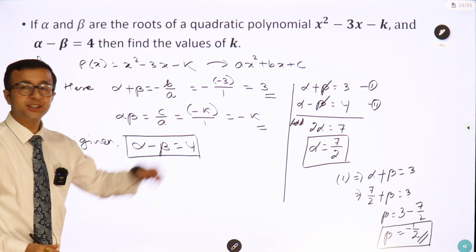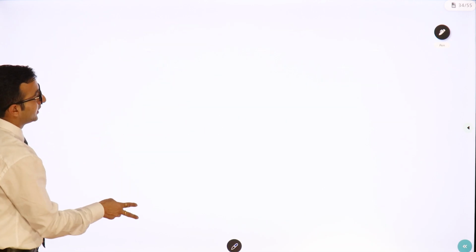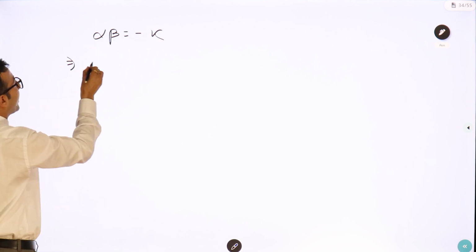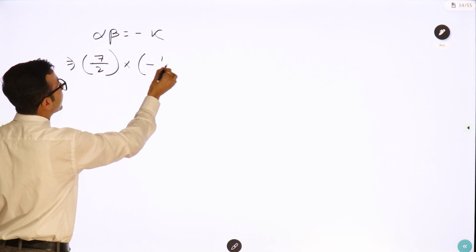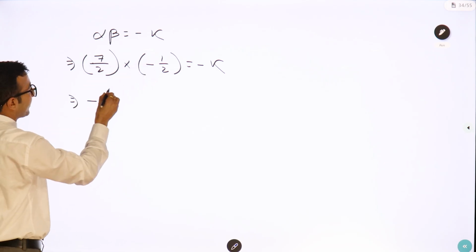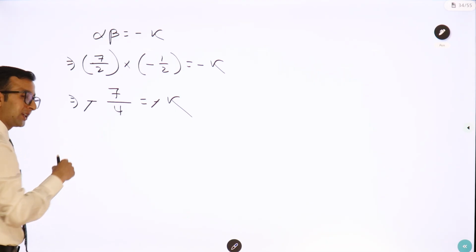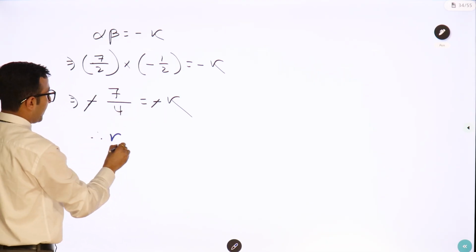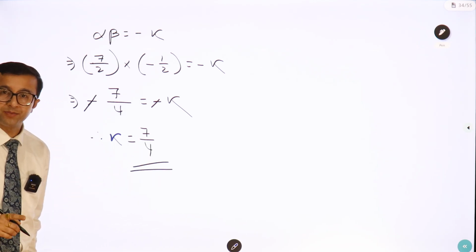You know that the product of the roots is minus k. That k should be obtained here. The question is asking this. So alpha times beta is equal to minus k, and in place of alpha, 7 divided by 2, multiplied by, in place of beta, minus 1 by 2, is equal to minus k. It implies 7 ones are 7, 2 2s are 4, minus 7 by 4 is equal to minus k. Minus can be removed from both sides by multiplying both sides by minus. So the value of k is 7 divided by 4. This is one of the ways to solve the problem.